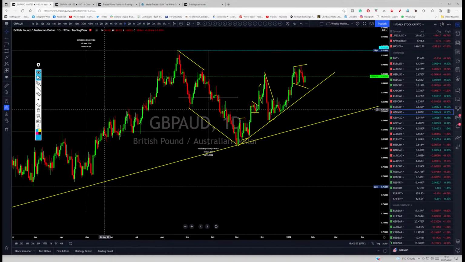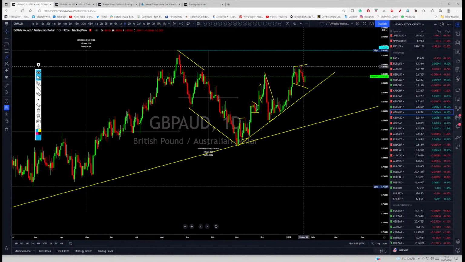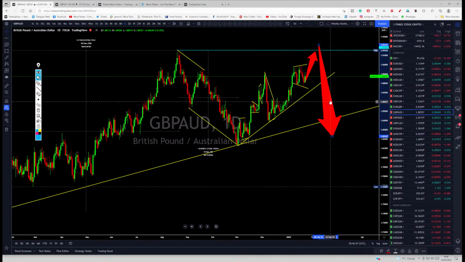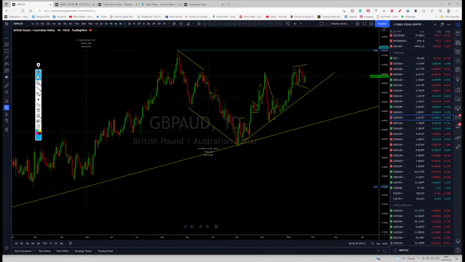All right, pound Australian dollar. I'm anticipating this to drag lower back to this area. It can push slightly higher, but another leg down is likely before it gets going. So better to stay away, neutral. Same goes with this chart.